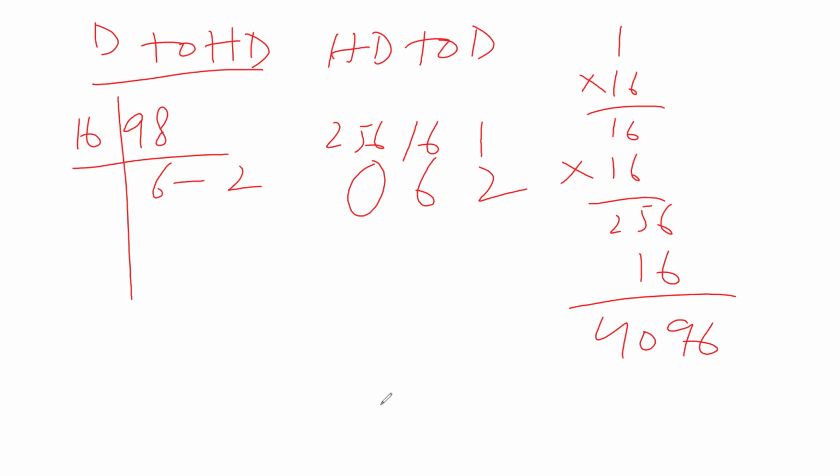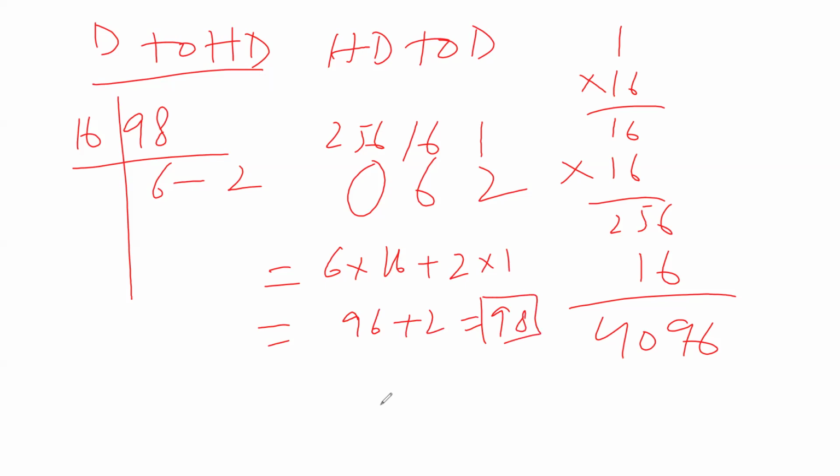Now we'll do this one. 6 multiplied by 16 plus 2 multiplied by 1. 16 times 6 is 96, plus 2 is 98. It has come back to the original value. Got it? Yes.